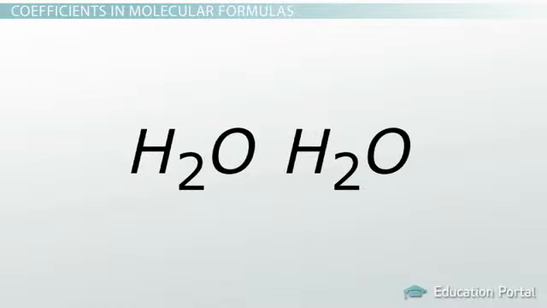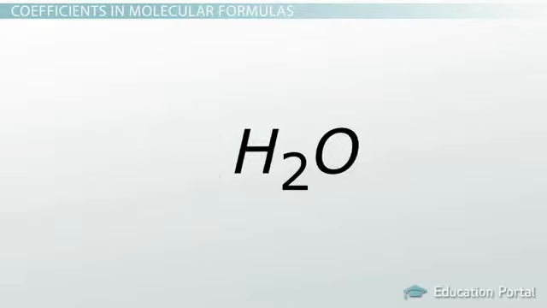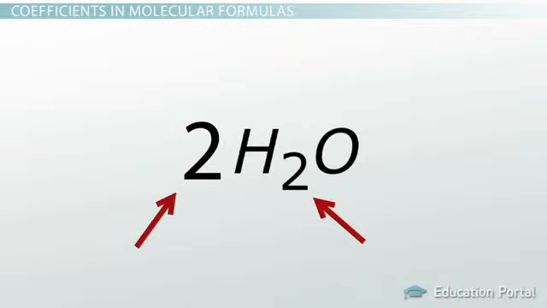To determine the quantity of atoms involved in this molecule, simply multiply the coefficient by the subscript of each atom. To find the total quantity of hydrogen, multiply the numerical coefficient of 2 by the subscript of 2. This quick calculation reveals that 4 hydrogen atoms are present, because 2 multiplied by 2 equals 4.